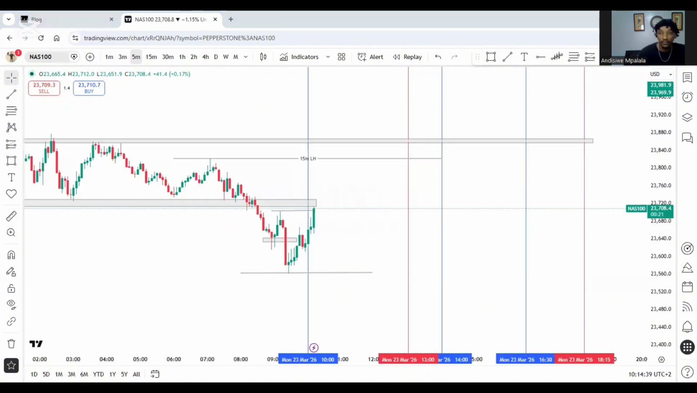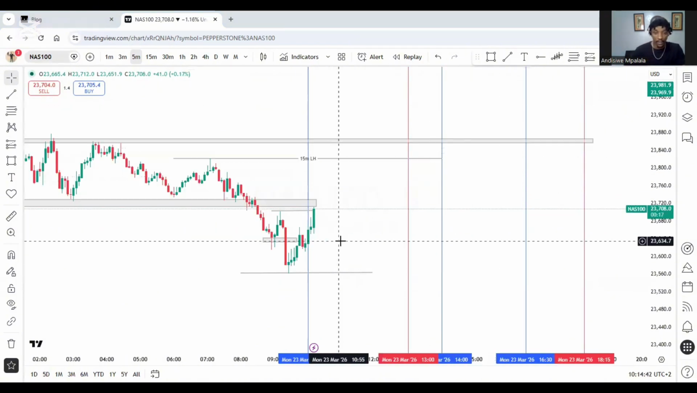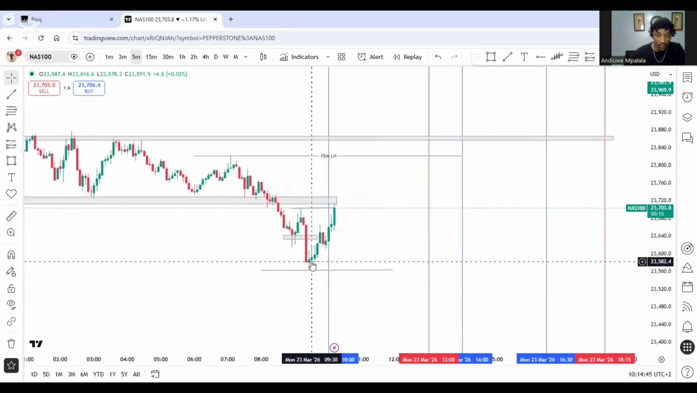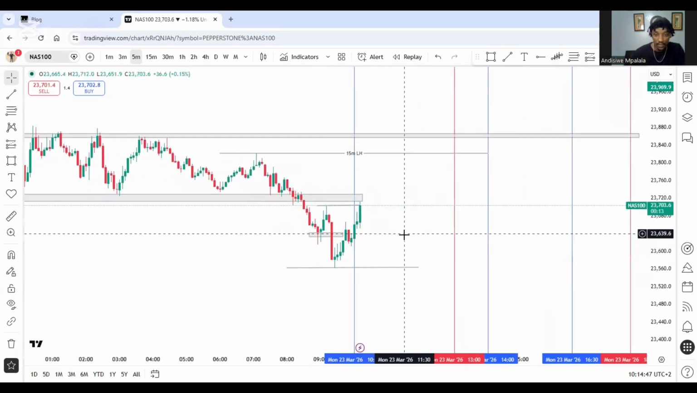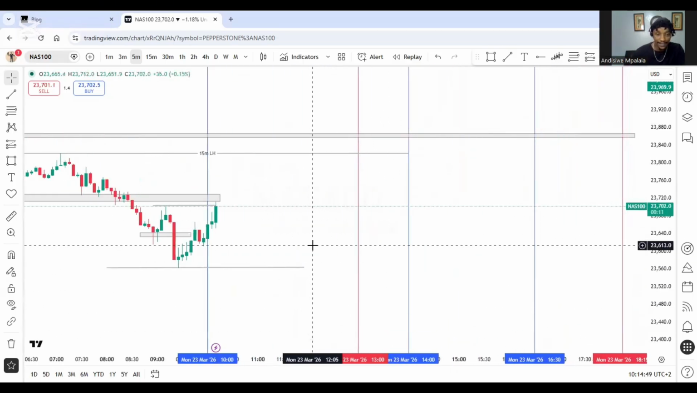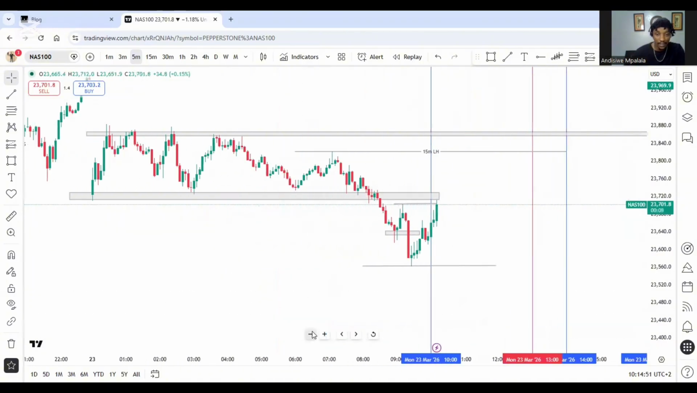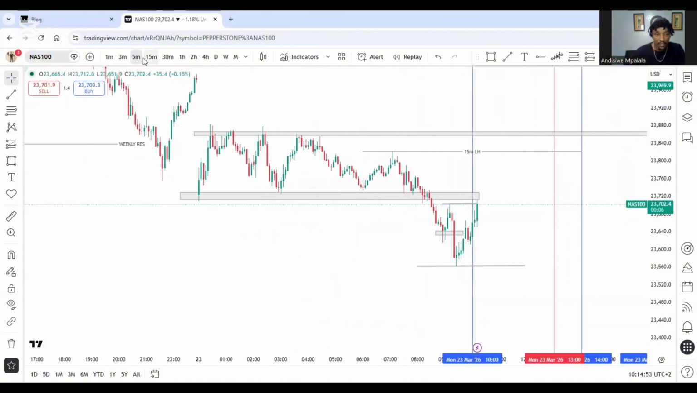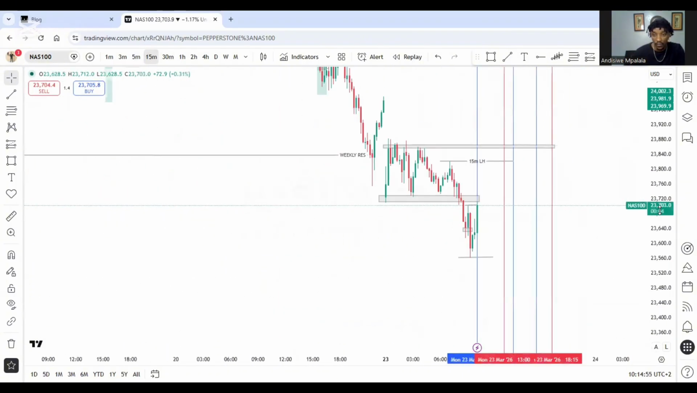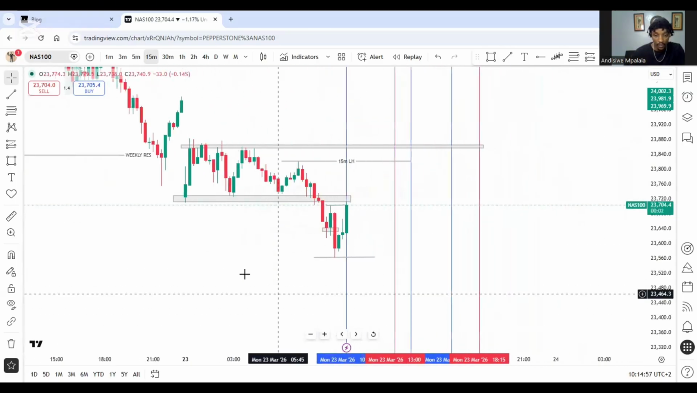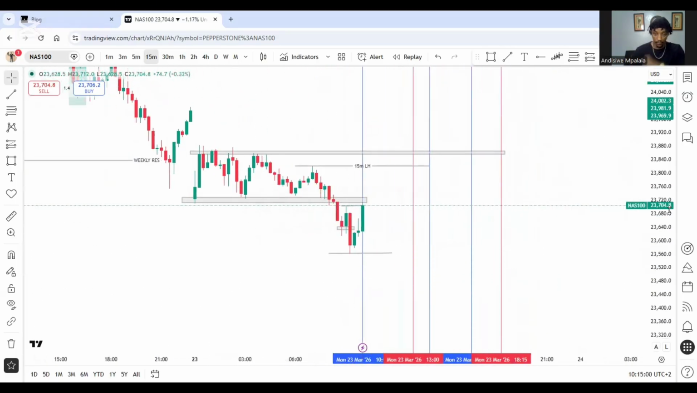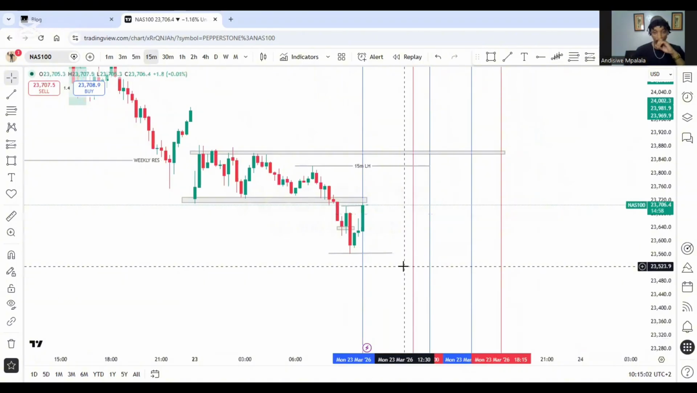We are back with an update. The last time we spoke, price was still approaching these highs. Right now, price is at the highs, these 5-minute highs there. Let's look at the 15-minute chart.